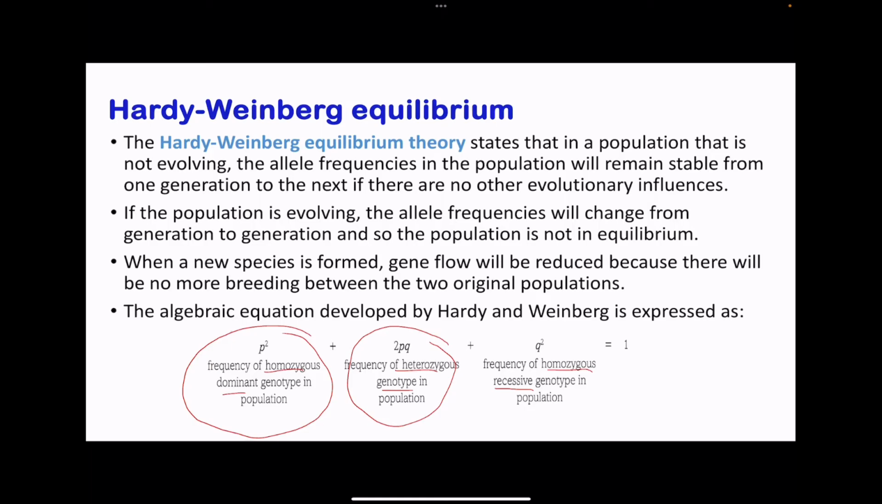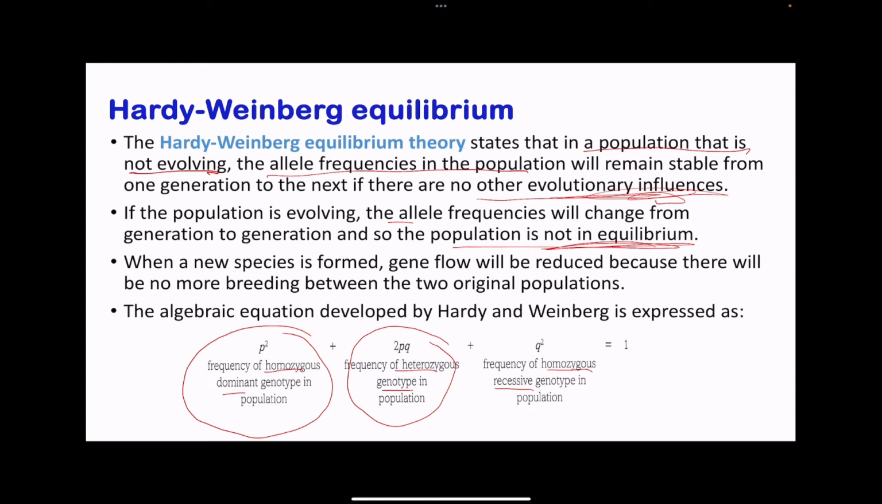So here we use the Hardy-Weinberg equilibrium, which states that for a population that is not evolving, the allele frequency of that population will remain stable from generation to generation if there are no other evolutionary influences or environmental influences that cause changes. However, if a population is evolving, of course, the allele frequency will change from generation to generation, and so the population will not be in equilibrium.